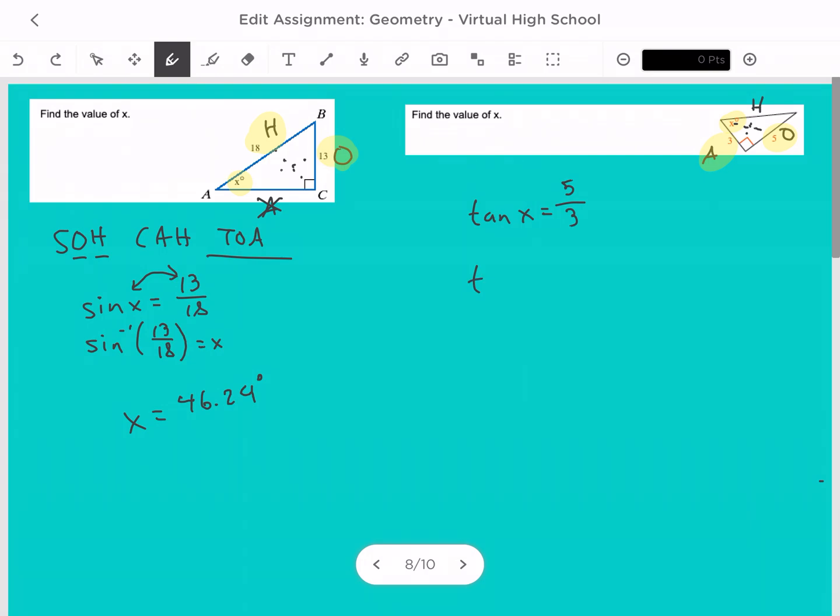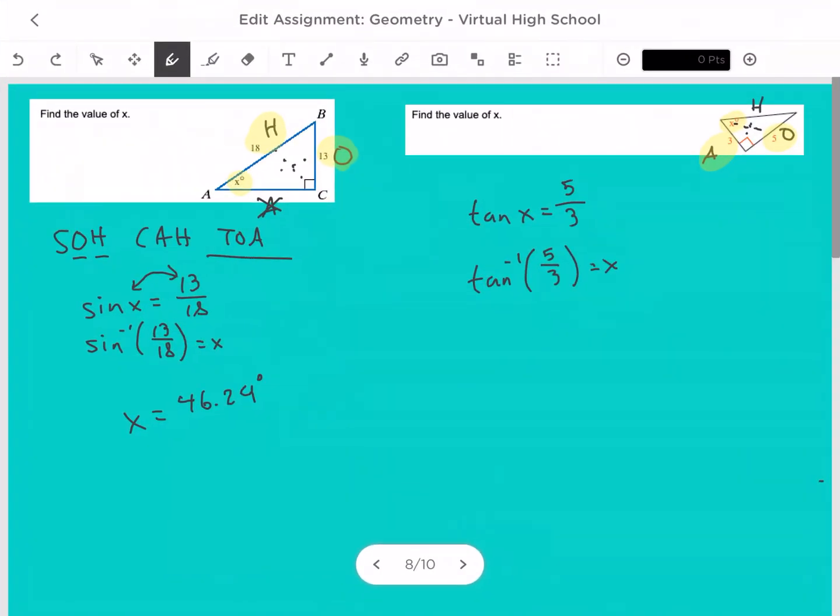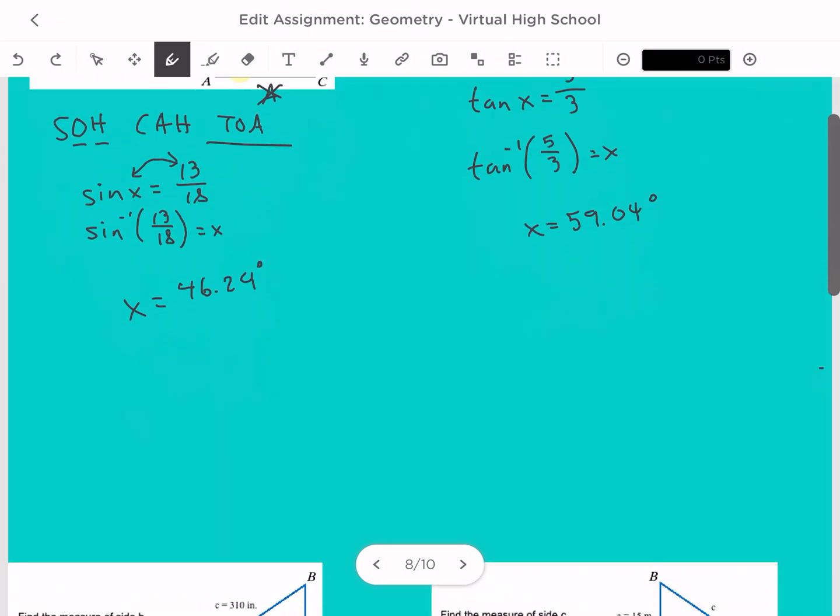Because it's the opposite side divided by the adjacent side. And then I'm going to flip it. So the inverse tangent of 5 over 3 is equal to x. And then I'm going to go back to my calculator and type that in. So the inverse tangent, 5 divided by 3, that's equal to 59.04. So x equals 59.04 degrees. Okay. All right, let's keep going.